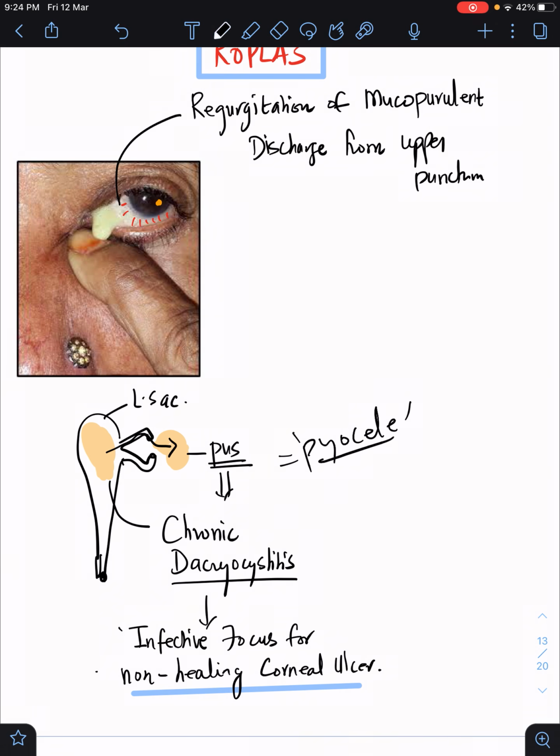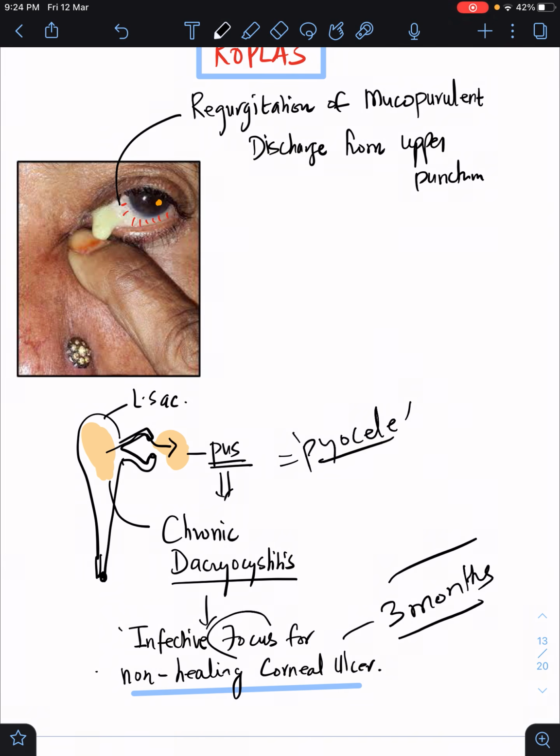Pyoceal. Now, on pressurizing this lacrimal sac, the pus came out, which means that this chronic dacryocystitis is an infective focus for the non-healing corneal ulcer. The corneal ulcer has not healed because it has been there for almost 3 months despite being on a broad spectrum therapy. Why has it not healed? Because there is this constant focus.